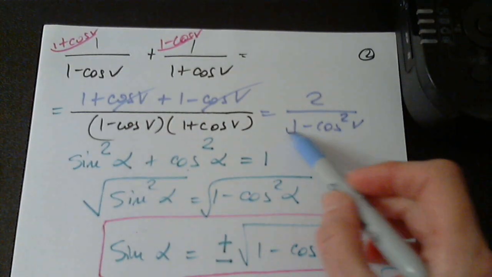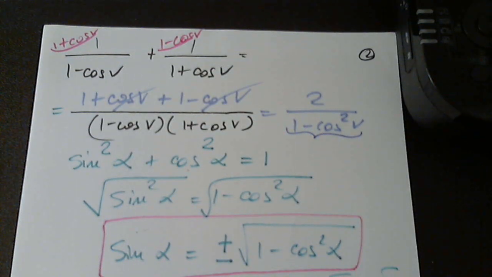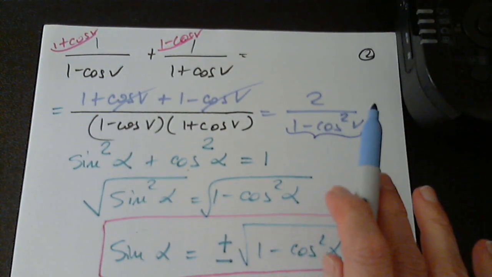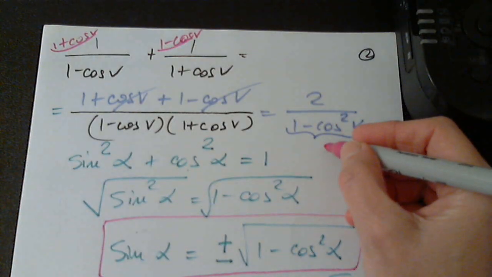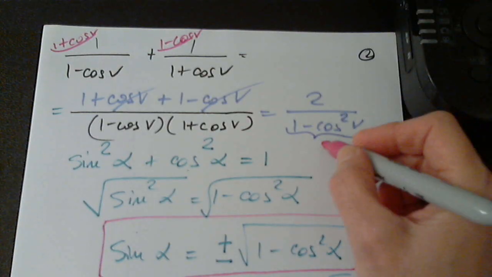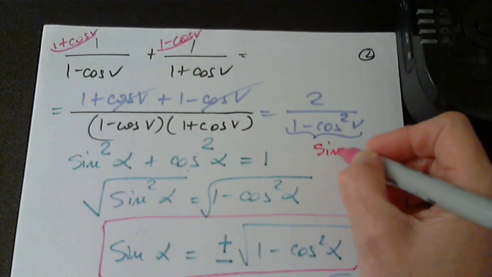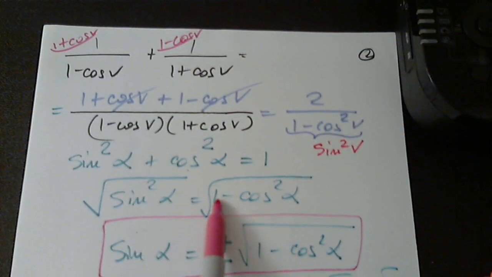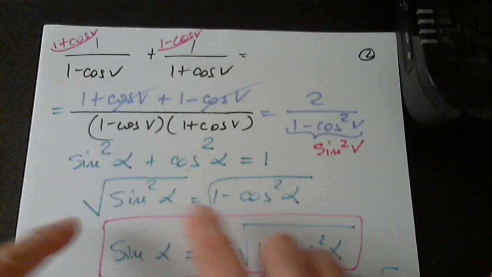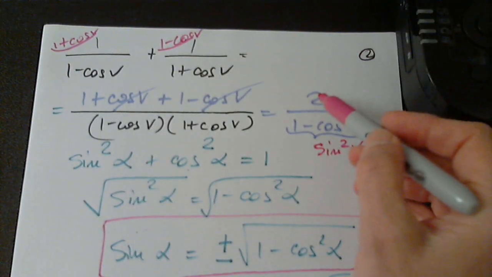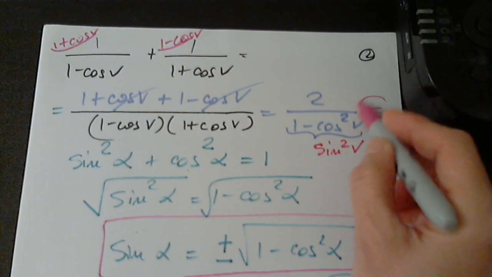So now what did we say? 1 minus cosine squared v was equal to... You mean sine squared v, right? 1 minus cosine squared v equals sine squared v, assuming that there is no radical. Good. Now, 2 over sine squared.